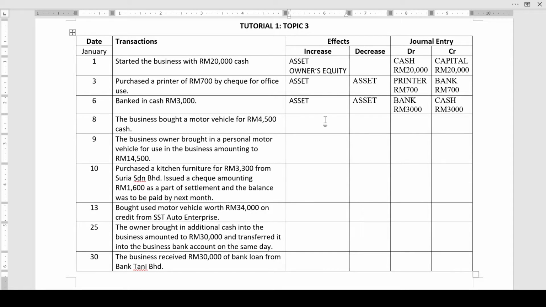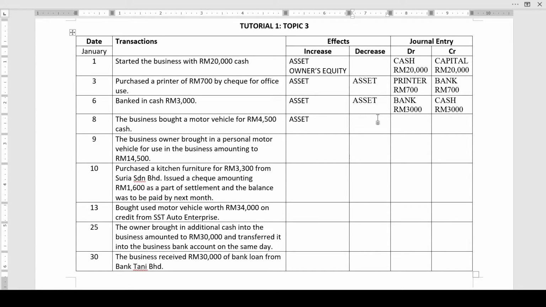So what happened to the asset account? Decrease. So we have here an asset increase, because now the business owns a motor vehicle, but at the same time there is a decrease in asset because the business uses its cash money to pay for the motor vehicle.